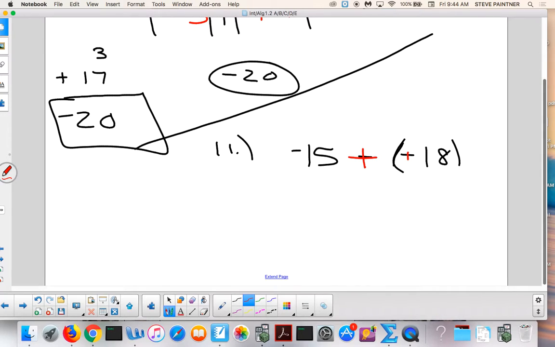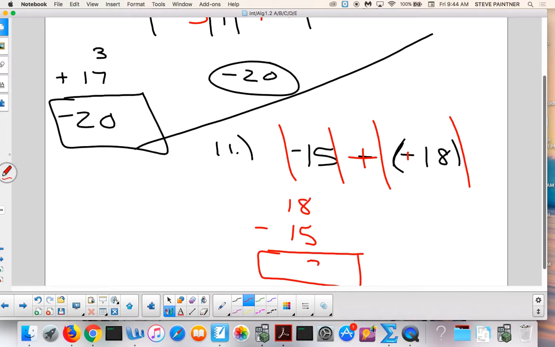So because you have a negative plus a positive, what are you going to do to these two absolute values? 3. What was the rule? Subtract them. Okay, because you're going to subtract them, which one's bigger? 18 is the bigger one. Subtract the smaller one. Answer's what? 3. Is it 3 though, or is it negative 3? Keep the sign of the bigger absolute value, is positive.